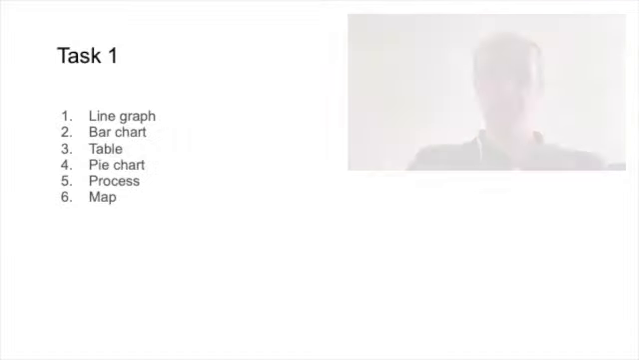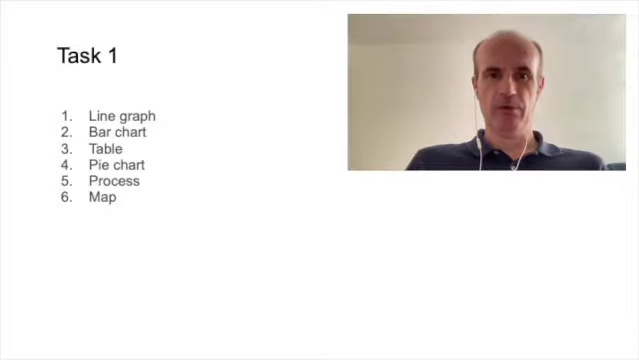Hi guys, in this video I'm going to shift my attention to the task 1 exercise for the academic exam of the IELTS. And the first thing we need to know, of course, is what kind of a task it is. Task 1 is basically a task where you have to write about statistical information, and that information can be presented in a line graph, a bar chart, a table, a pie chart, a process, or maps.